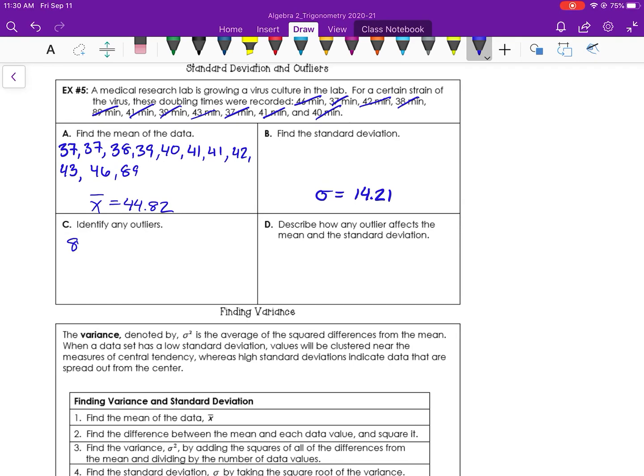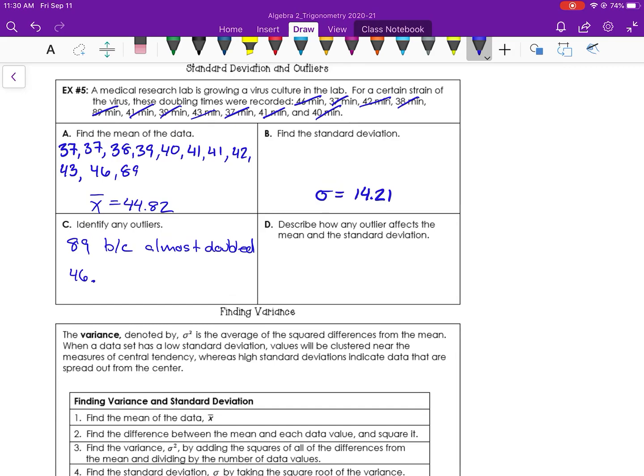I'm going to say 89. And that's probably because it's almost doubled 46. So 89 is definitely a huge outlier there. And then we describe how the outlier affects the mean.